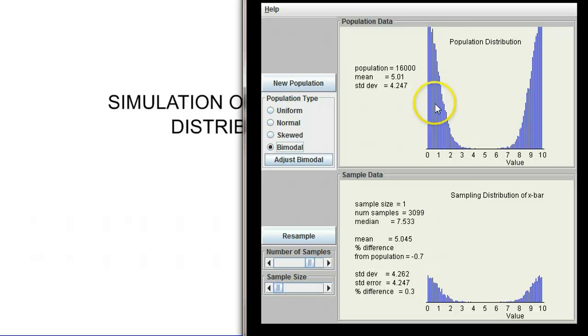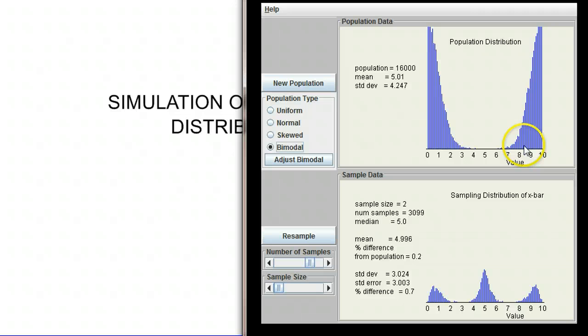Let's take a crazy bimodal graph like this. A few very low values, 0, 1, 2, and a few very high values like 8, 9, and 10. And if that's our population, when we take samples of size 1, we're going to get exactly what we expect. Some very low values and some very high values. But if we up the sample size to size 2, now we get something interesting happening. If we get 2 low values, we get something down here. If we get 2 high values and take their average, we get something up here.